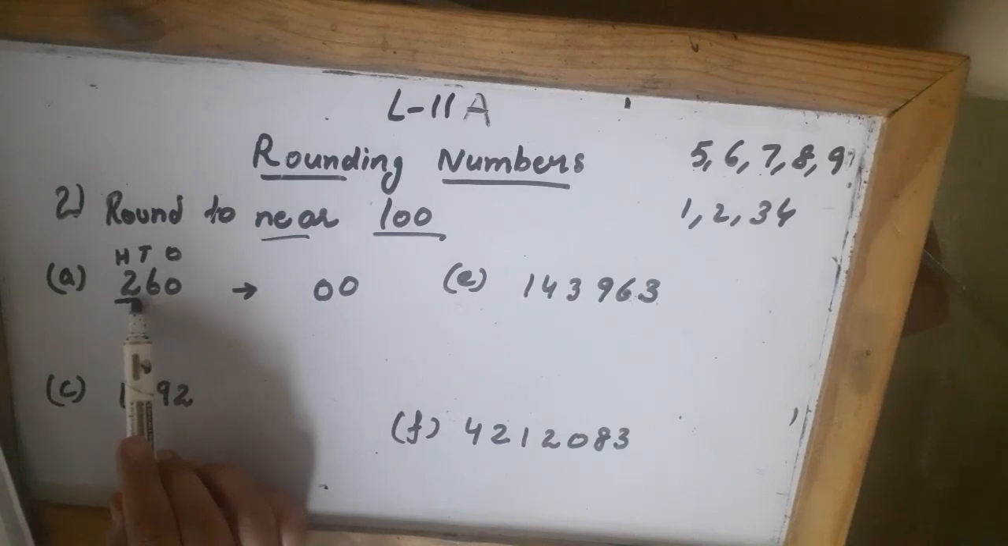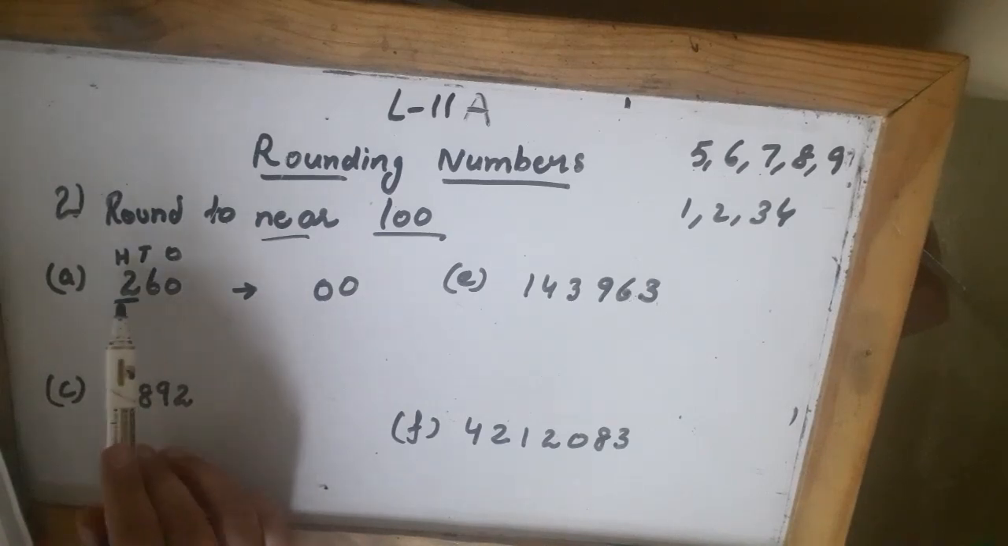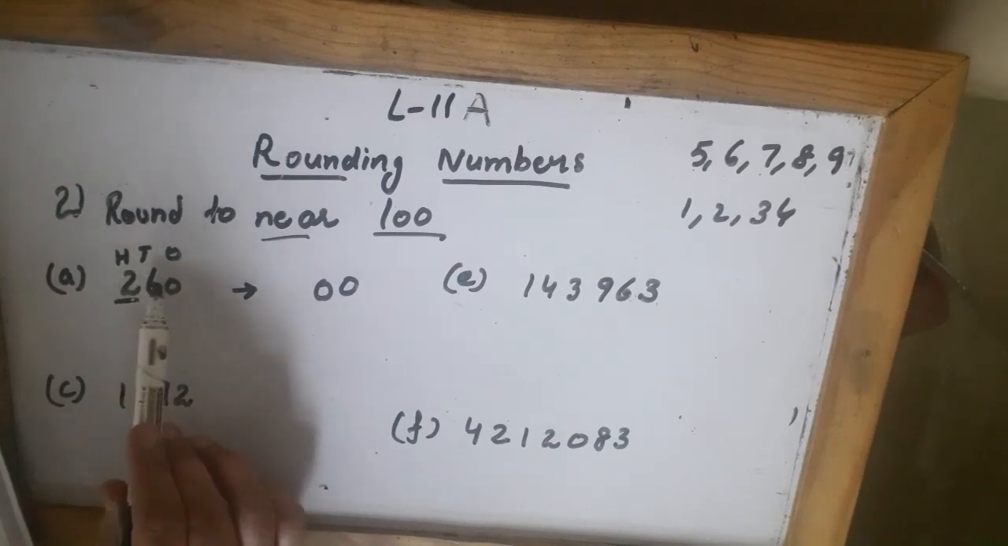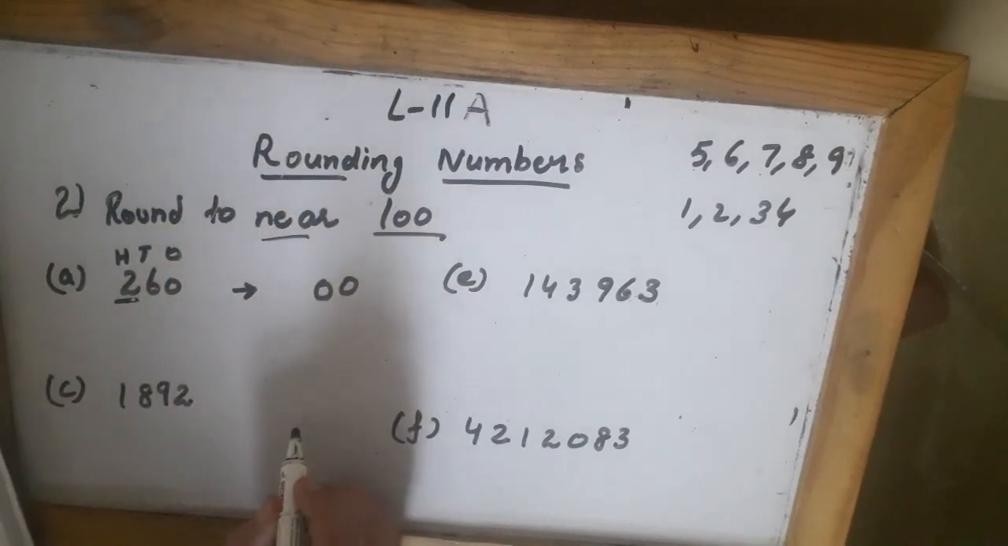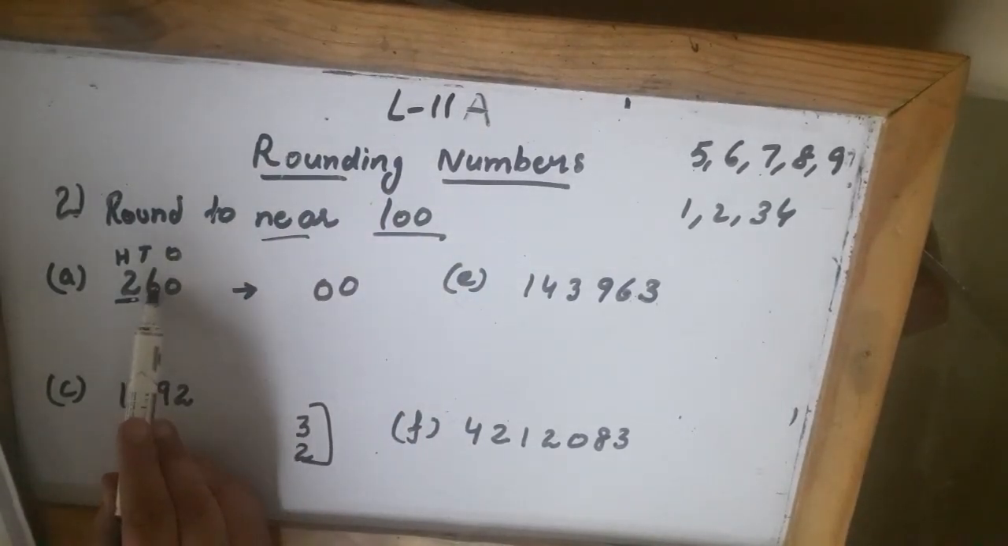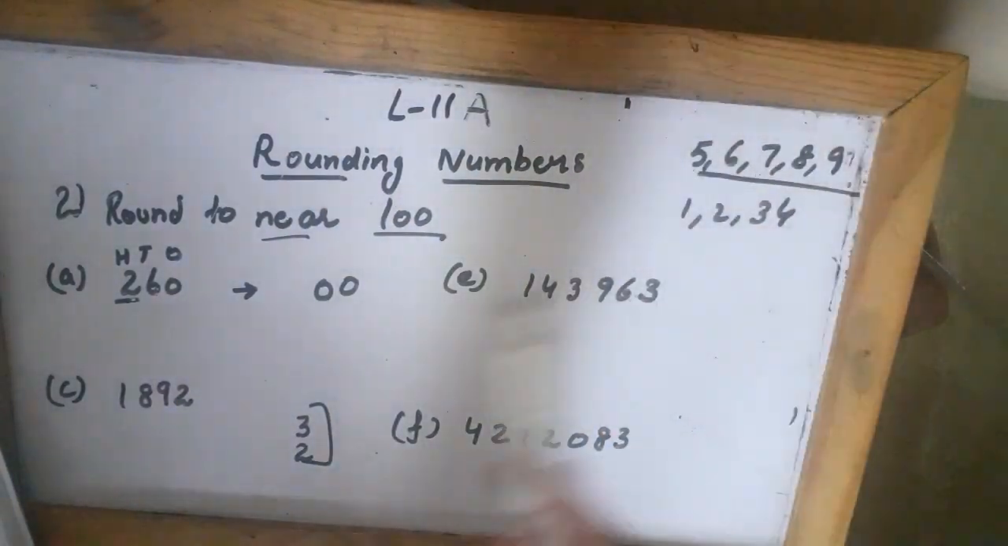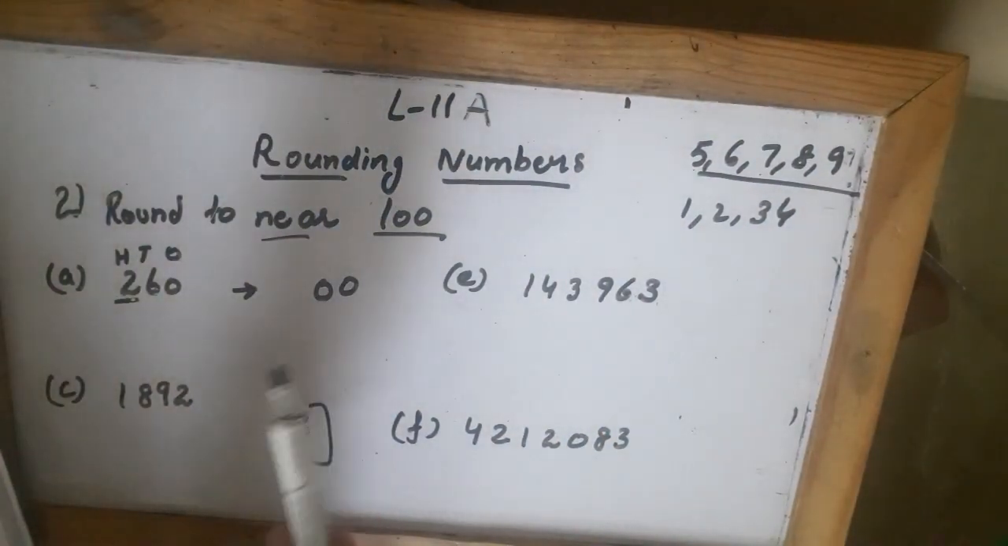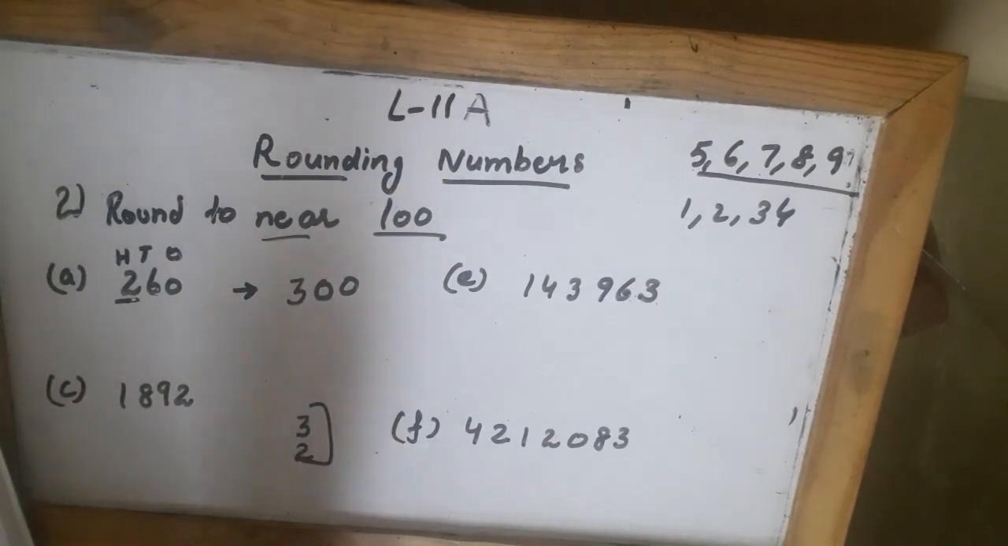Now we have to decide about the 100s place. It will either change to the next digit or remain the same: either 2 will change to 3 or it will remain 2 as it is. Now how will I decide? I will look at the digit immediately to the right of this 2, like I looked at the 10s place earlier. Now this is 6, and 6 is more than 5. So this 2 will change to the next digit, meaning it will become 3.